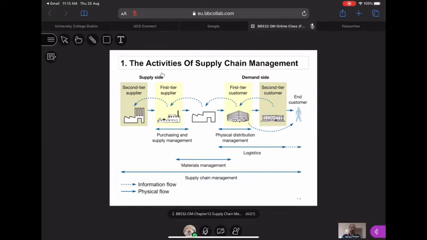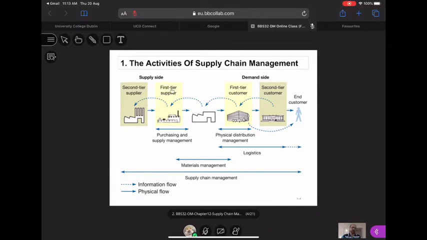On the supply side, the very beginning part, we have a second tier supplier, which is the raw material producer. As I mentioned, these are the farmers that grow vegetables, the farmers that grow fruits or whatever it is, and the mining companies that mine for iron ore. So these are the raw material producers. Then from this second tier supplier, we'll go to the first tier supplier.